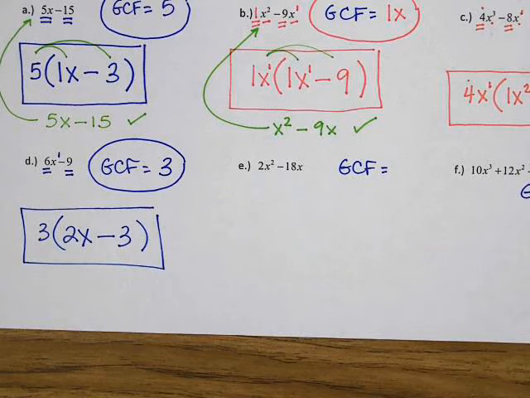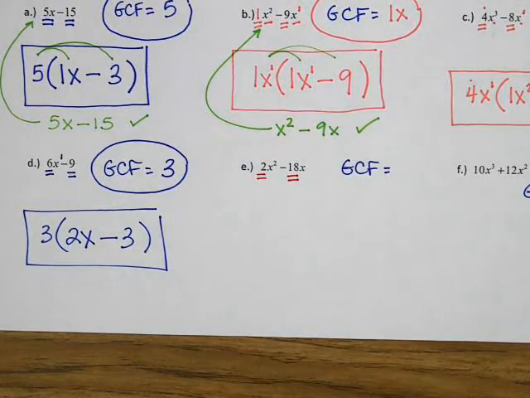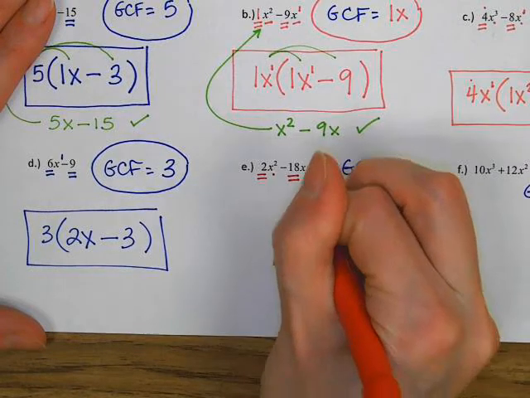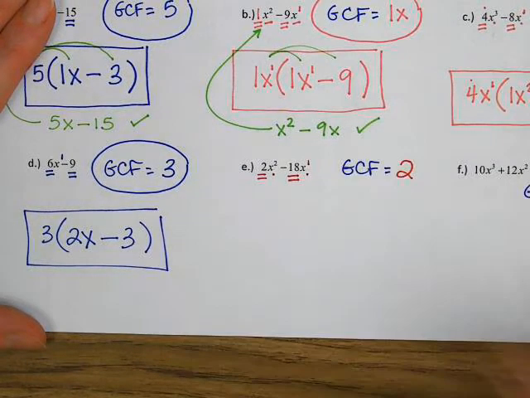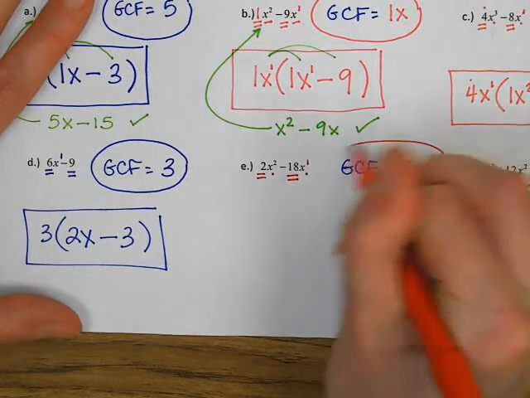All right, letter E, GCF. What do 2 and 18 both divide by? So the biggest number that 2 and 18 both divide by is 2. And we can take the smaller power out of 2 and 1. The smaller power is 1. So the GCF is 2x.